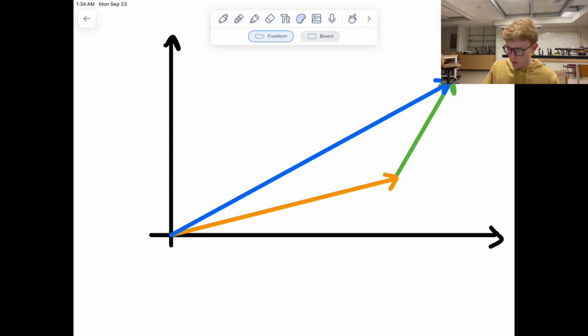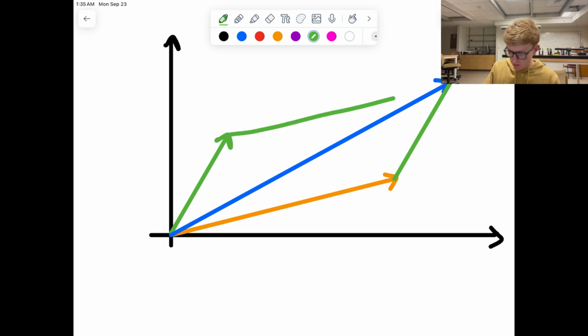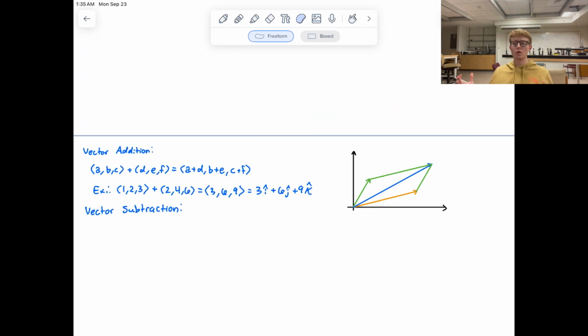And so instead of moving this, I'll just copy it. So we'll move that. What we're really doing, as you can see, is creating this sort of parallelogram shape. You can see right here, this parallelogram. So you can think of addition like that. Okay, so that's what it looks like physically. We're just moving vectors around.